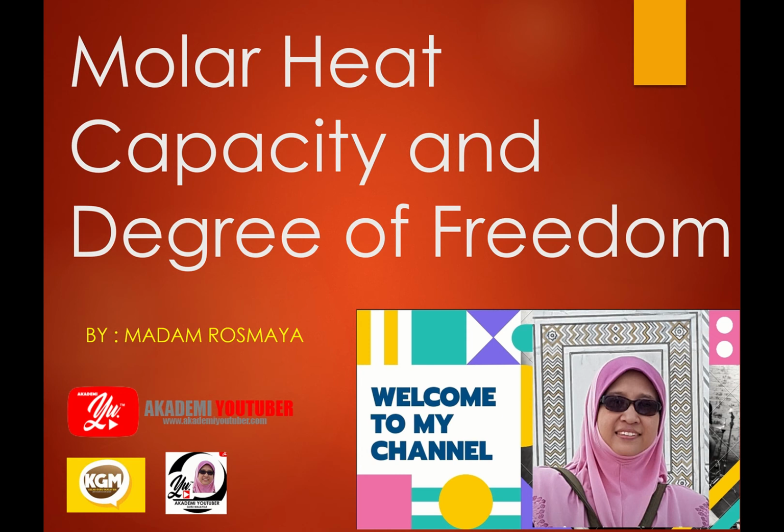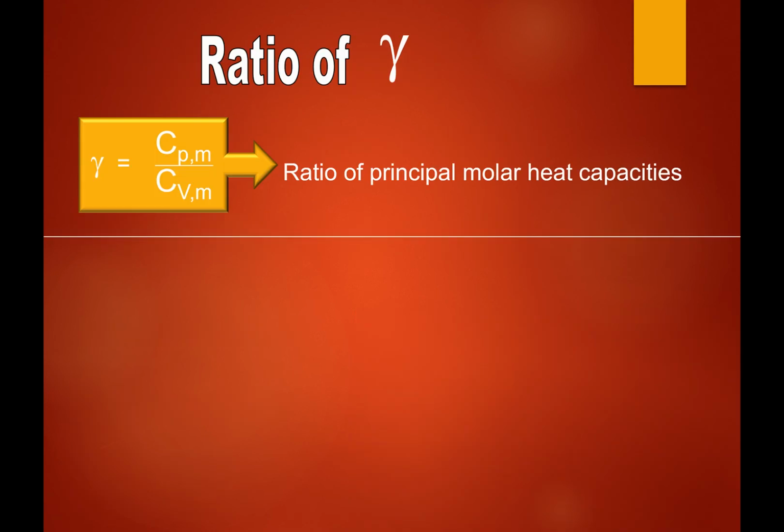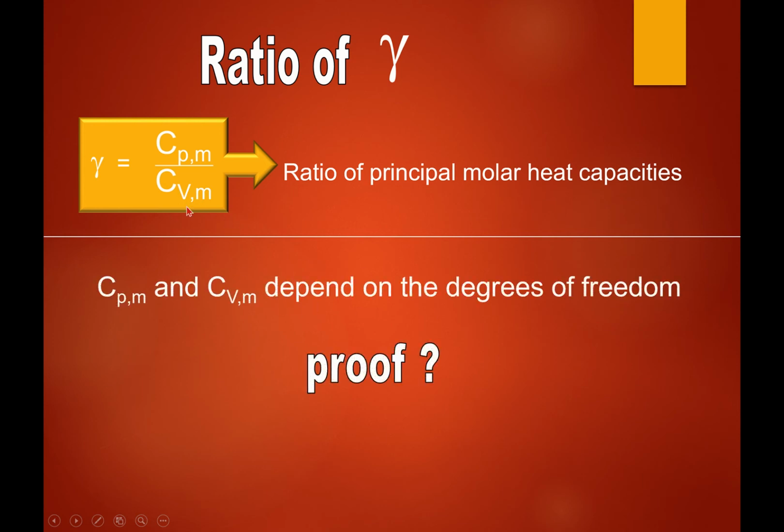Welcome to my channel. In this video, we are going to discuss molar heat capacity and degrees of freedom. So first, what is the ratio gamma? Okay, gamma represents the ratio of principal molar heat capacities, which equals the molar heat capacity at constant pressure and constant mass, divided by the molar heat capacity at constant volume and constant mass. So we are going to prove this equation.